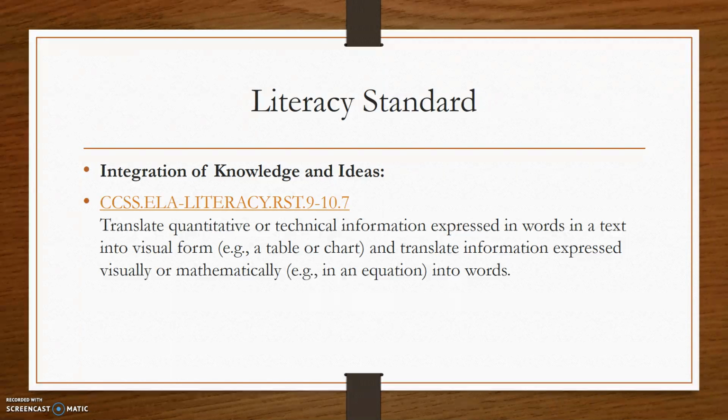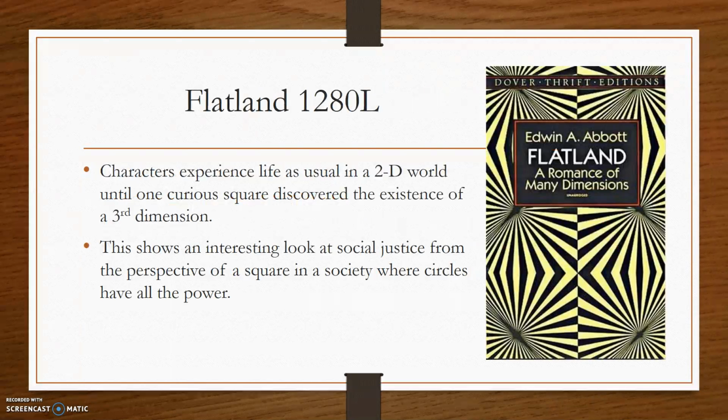So being able to turn your quantitative and technical information into words in a text or visual form and something that you can use. So the first book in my tech set is Flatland by Edwin A. Abbott. So basically it shows a slightly dystopian world of people living in a 2D world where one curious square discovers that there might be an existence of a third dimension. And it shows like a whole social injustice thing, and it's just very neat where circles have all the power and the square ends up getting ostracized for it and everything.